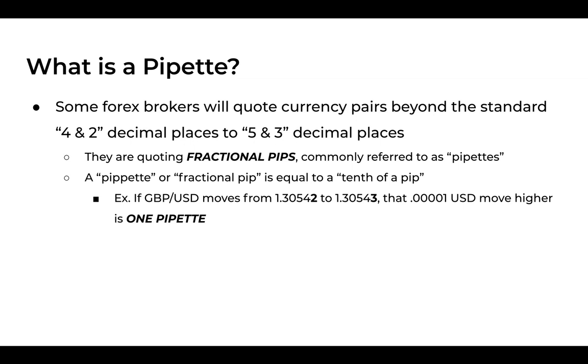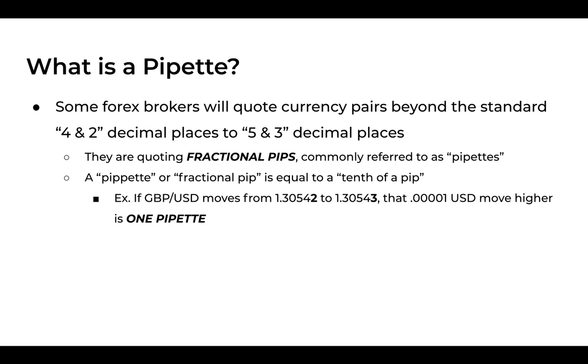So some Forex brokers will quote currency pairs beyond the standard 4 and 2 decimal places. Again, 4 and 2 is going to be the pips, and that's normally what you're going to mainly focus on. Some brokerages will quote them in 5 and 3 decimal places, showing the fractional pips, which are pipettes. These are not full pips, commonly referred to as pipettes. So a pipette or fractional pip is equal to a tenth of a pip.